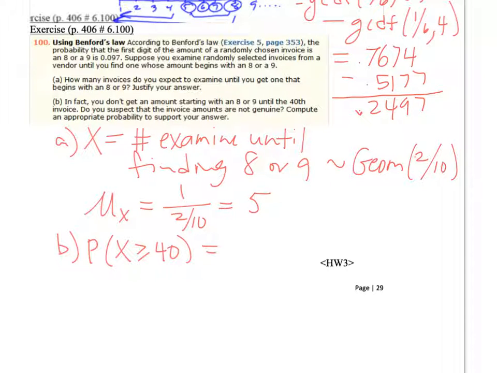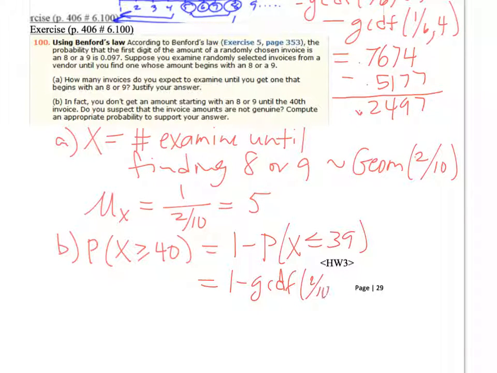So we are going to rewrite that using the complement rule as 1 minus the probability that X is less than or equal to 39. That's 1 minus the GCDF command, and the parameters are 2/10 for P and 39 for X. Let's crunch that out. So I got 0.000166 for this. A very, very small chance. What that means is it's a surprising result. So this company whose invoices I'm examining, since I got such a surprising result, I'm now starting to think that these invoice amounts are not genuine. This low probability has clued me into something suspicious.